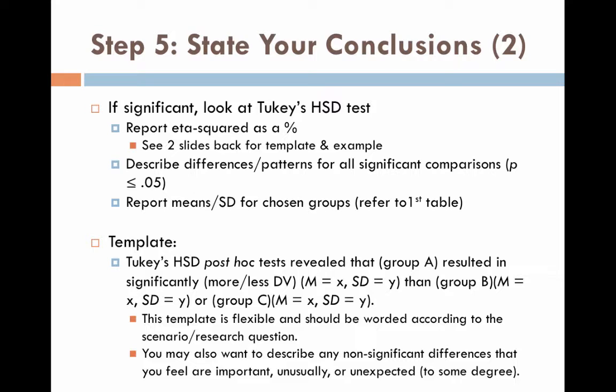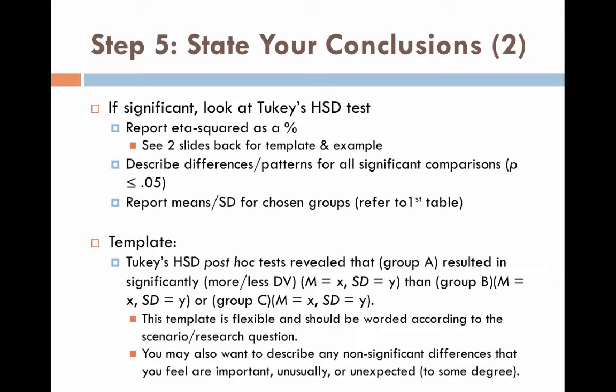So here's a template of how we would write out our follow-up conclusions for Tukey's test. Tukey's HSD post hoc test revealed that Group A resulted in significantly more or less of whatever your DV is, mean and standard deviation, than your second group, mean and standard deviation, and then whatever other groups you have, along with those means and standard deviations.